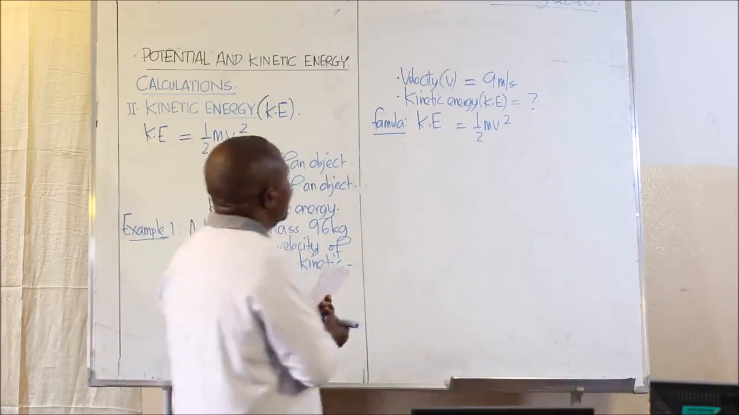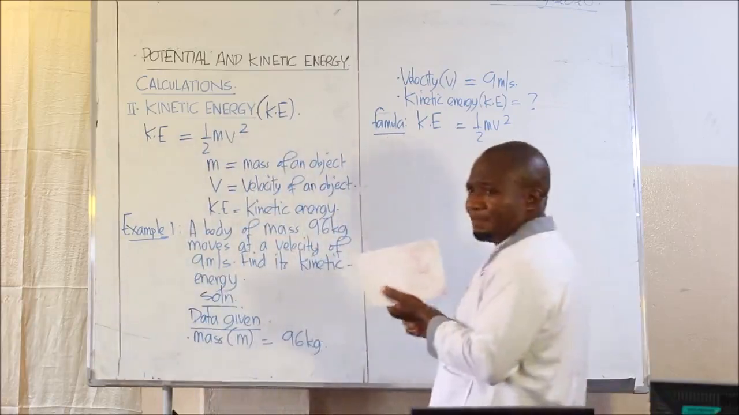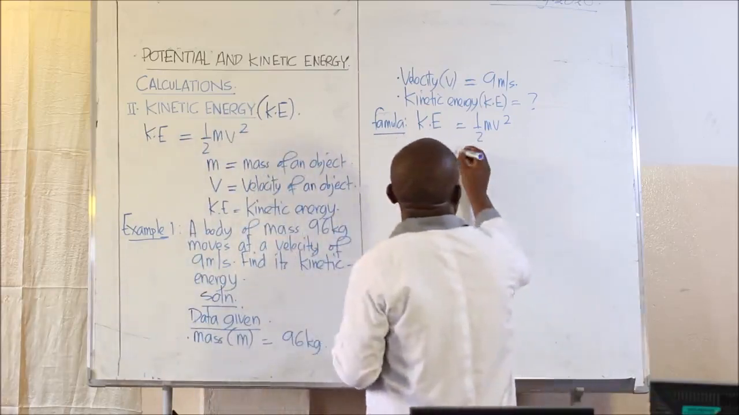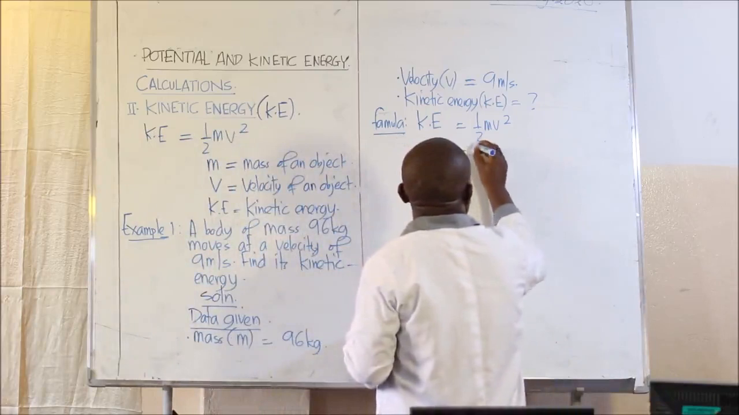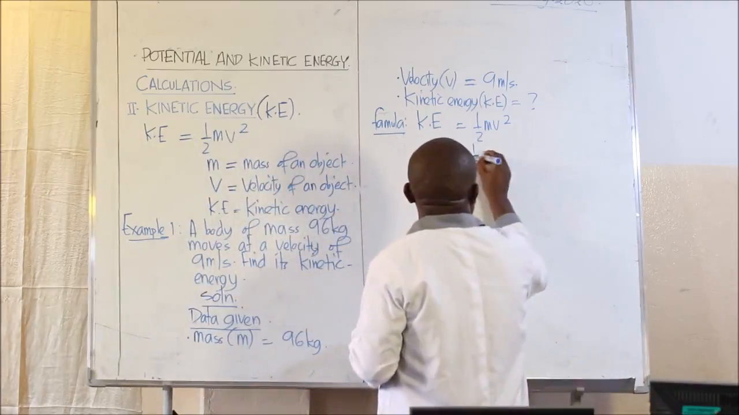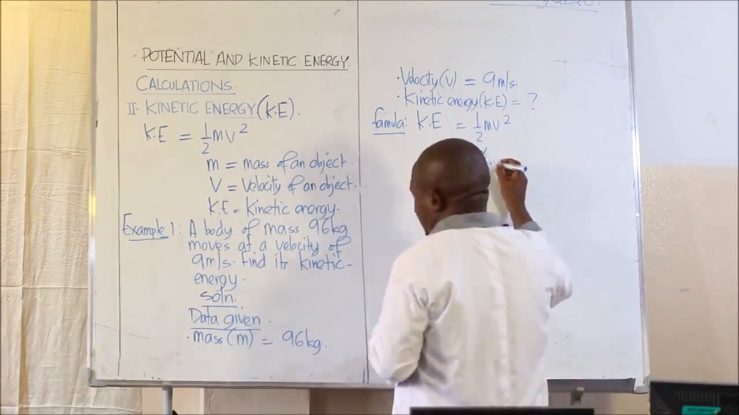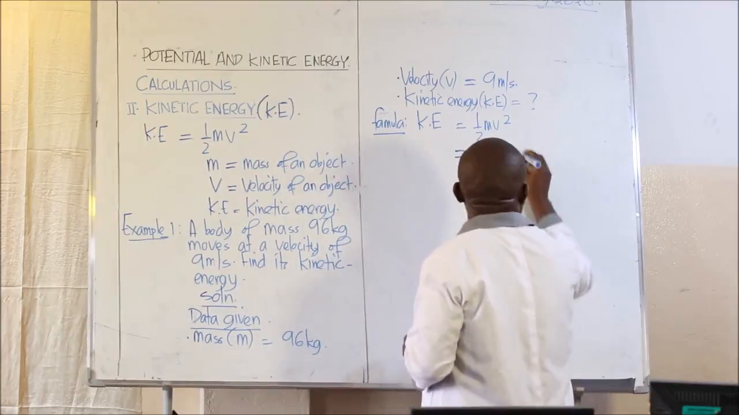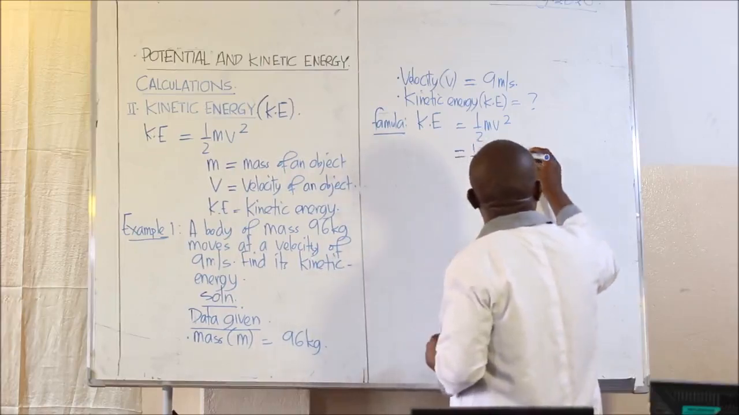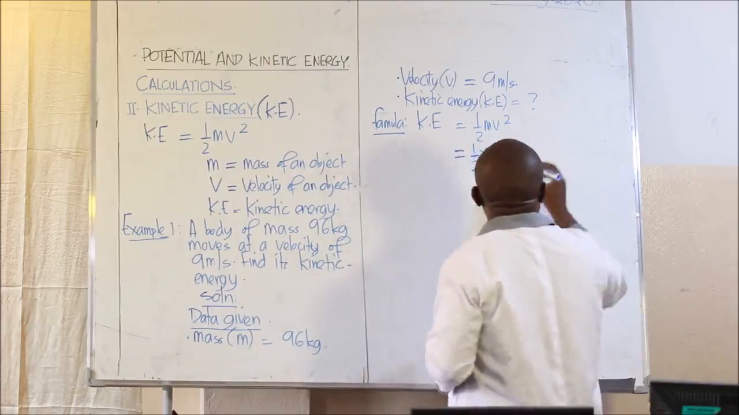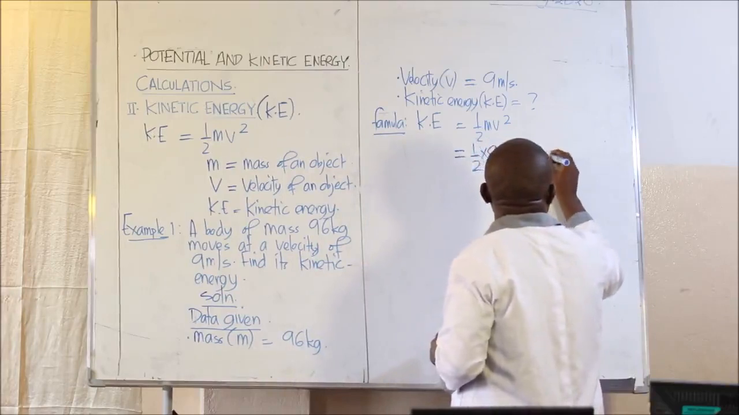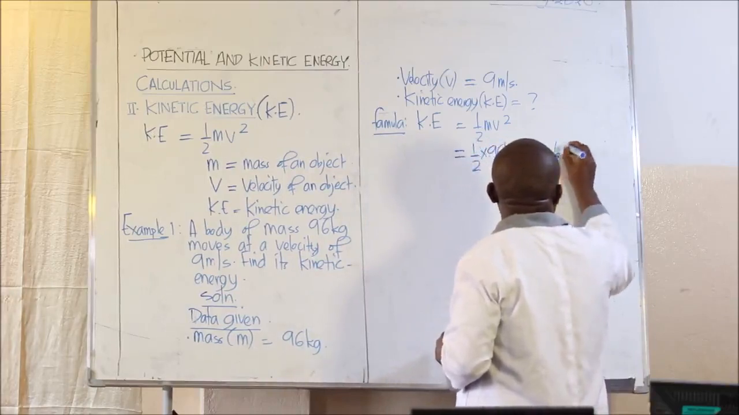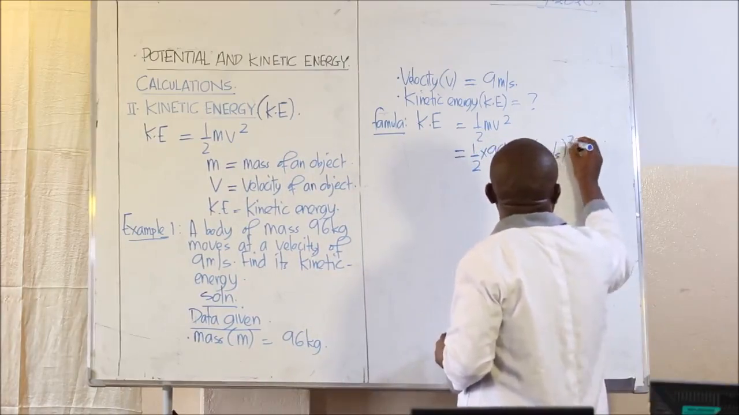So the first step, please, the arrangement is very, very important. Arrangement of work. You have to be very smart and well organized. So a half, of course, times the mass, which is 96 kilograms, substituted with the units, times velocity squared. So the velocity is 9 meters per second, and the whole of this thing is squared.